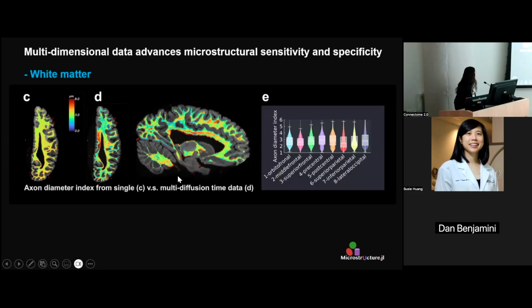On the human white matter microstructure imaging, we also show that the axon diameter index estimated from the two echo time diffusion data can better capture the variabilities across the white matter in comparison to estimates from a single echo time.